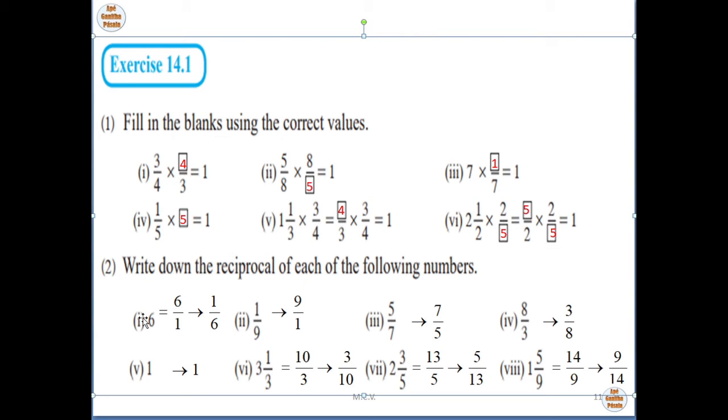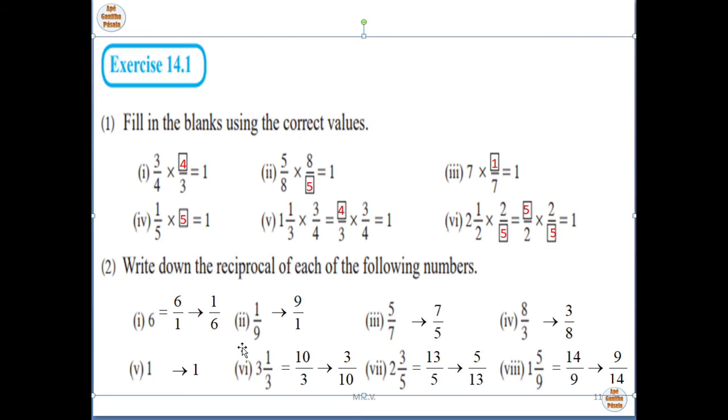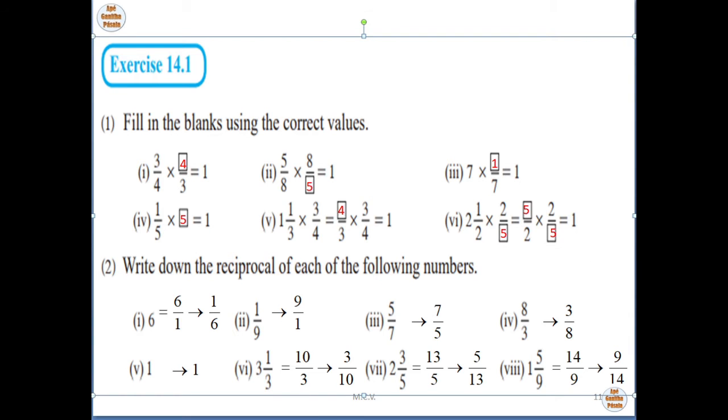Write down the reciprocal of each of the following numbers. What are the numbers given in the second one, Roman number 1? 6. 6 is the given number. You have to get the reciprocal. The reciprocal of a whole number is a unit fraction. So the reciprocal of 6 is 1 over 6. Roman number 2, 1 over 9. The reciprocal of a unit fraction is a whole number. 1 over 9 can be written as 9 over 1. That means you can write that as 9.